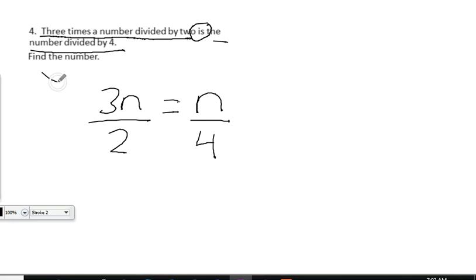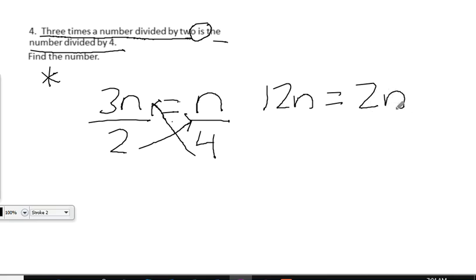And now you guys can see that for question number 4, we end up with a proportion. And the way that we solve a proportion is to cross multiply. Okay, so remember, anytime you have two fractions equal to each other, we call that a proportion. And to solve a proportion, we cross multiply. So 4 times 3n is 12n. And 2 times n is 2n.